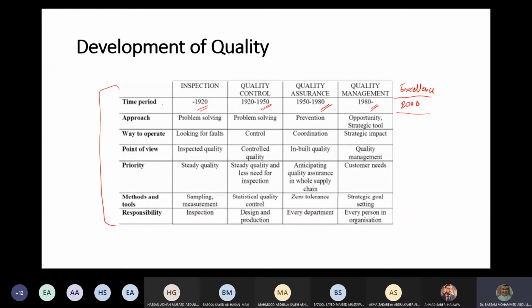What I'm trying to show you here is the history, and how it developed from one era to another. So we are looking at the time period, and within it we want to see that in 1920, quality was about inspection. And what do we mean by inspection? We need to go into the details to understand that. So we need to look at the approach, the way to operate, the point of view, the priority, the methods and tools, and the responsibility.